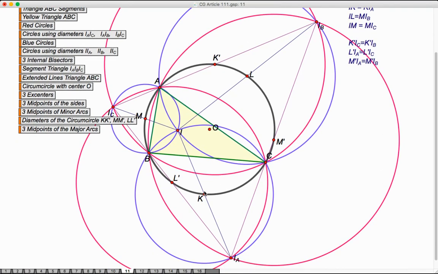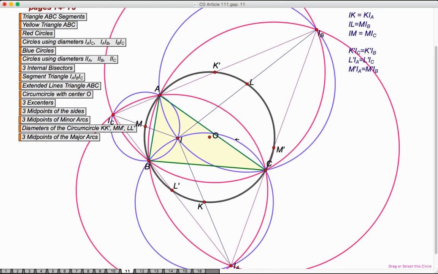And it lies there. The next one is, again with center I, and then this time it's I sub B.